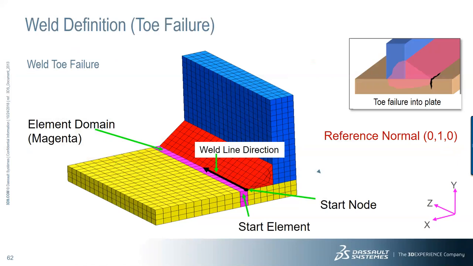In addition to defining your element set, the user needs to define a start element and a start node. That is essentially telling Verity, this is where the weld starts. The one more thing you need to specify is the reference normal. Since the toe failure is going into the plate, you define the reference normal in the opposite direction of where you expect your crack to be. Since we expect the crack to go into the plate, the reference normal is pointing upwards. For the coordinate system shown on the bottom right, we have 0, 1, 0. That's saying the reference normal is pointing up, so the crack goes down into the plate.